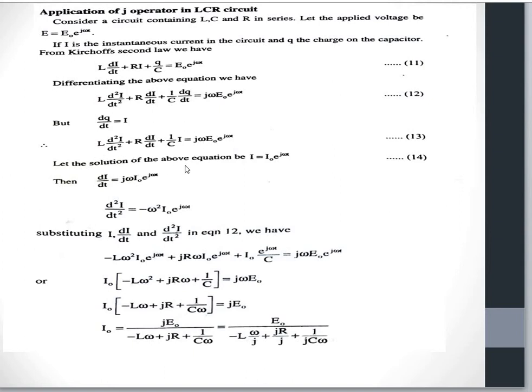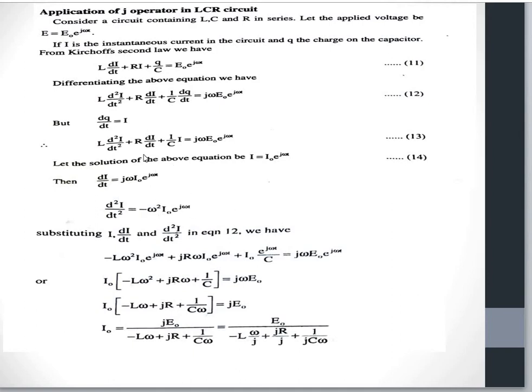Its solution can be written by assuming a solution. Suppose I is equal to I0 e raised to j omega t, which is the current equation. When we differentiate, we get di by dt equal to j omega I0 e raised to j omega t. When we differentiate once again, we get d square I by dt square equal to minus omega square I0 e raised to j omega t.